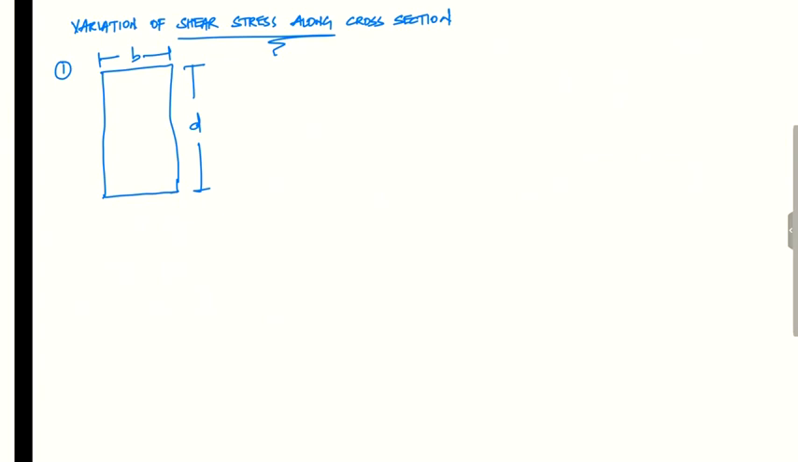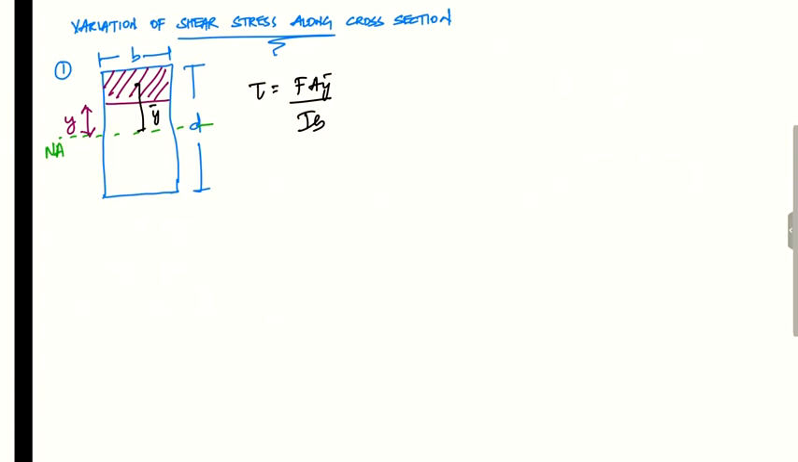So what I do is, I have the neutral axis over here. I will consider a small section, I will take the y bar distance, I will consider like this. This is my y bar distance. So I know the shear stress is equal to what? Tau is equal to F a y bar divided by I b, right? Isn't it?